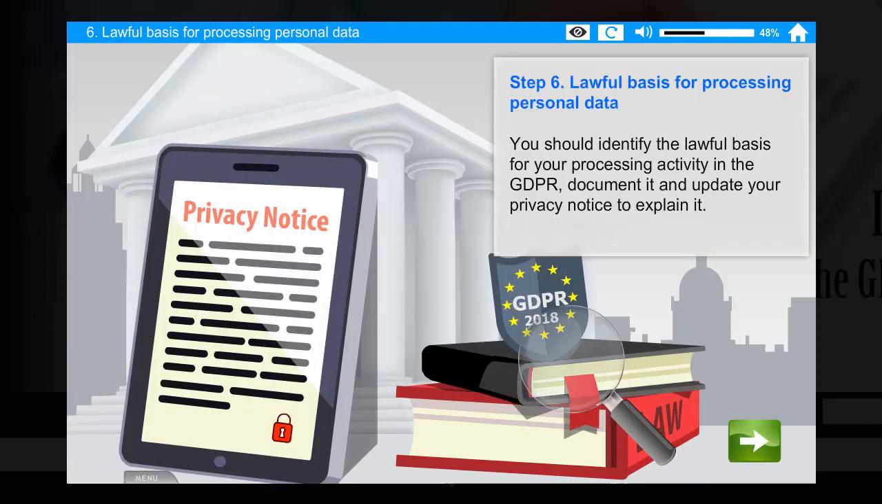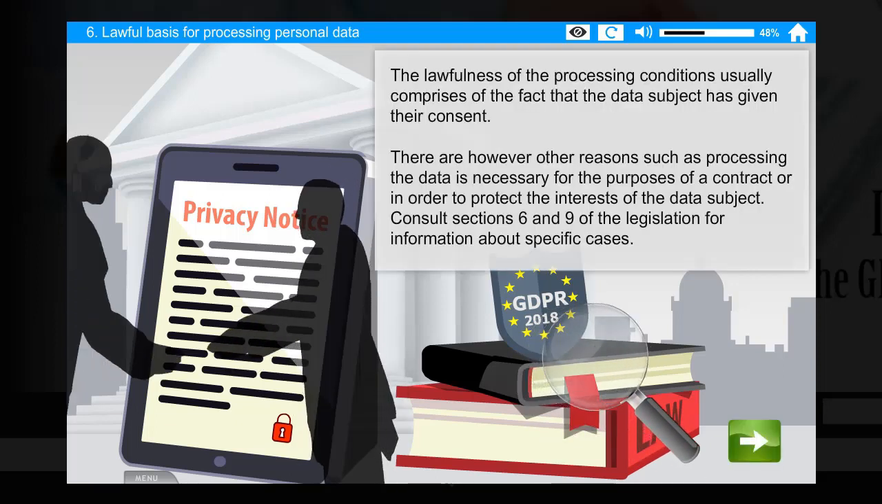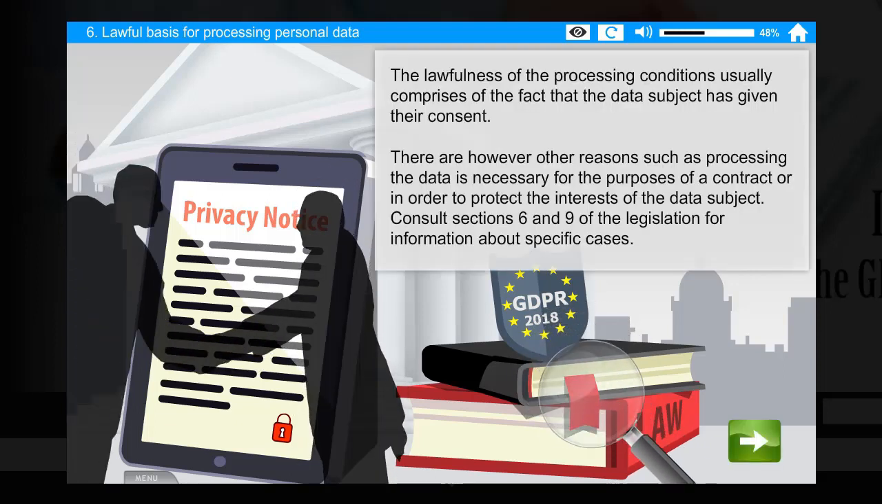You should identify the lawful basis for your processing activity in the GDPR, document it, and update your privacy notice to explain it. The lawfulness of the processing conditions usually comprises the fact that the data subject has given their consent. There are, however, other reasons, such as processing the data is necessary for the purposes of a contract or in order to protect the interests of the data subject.